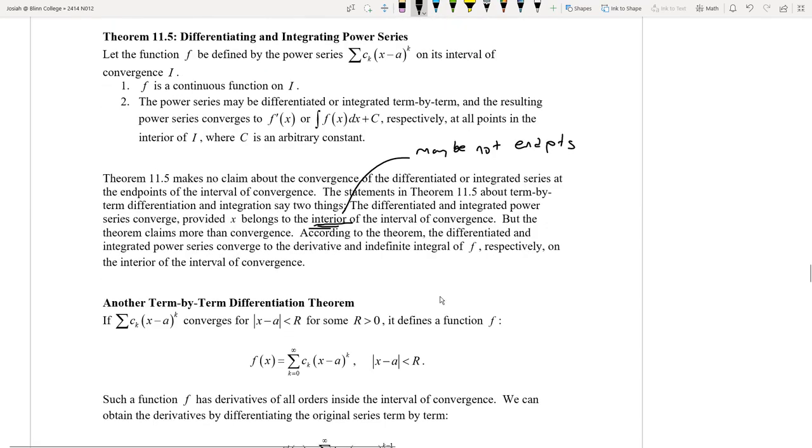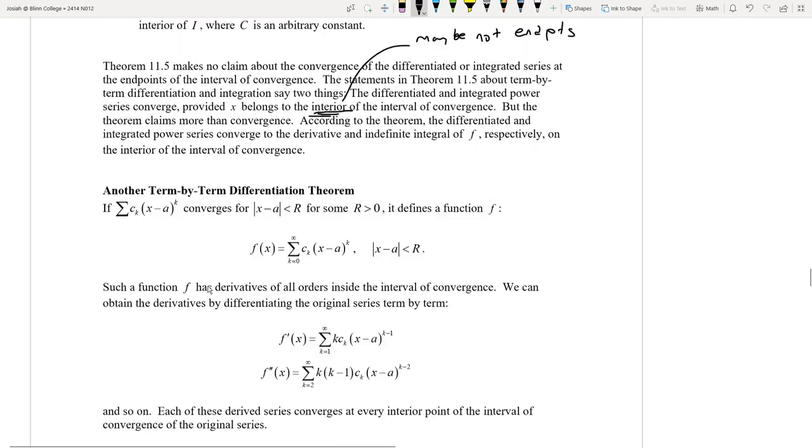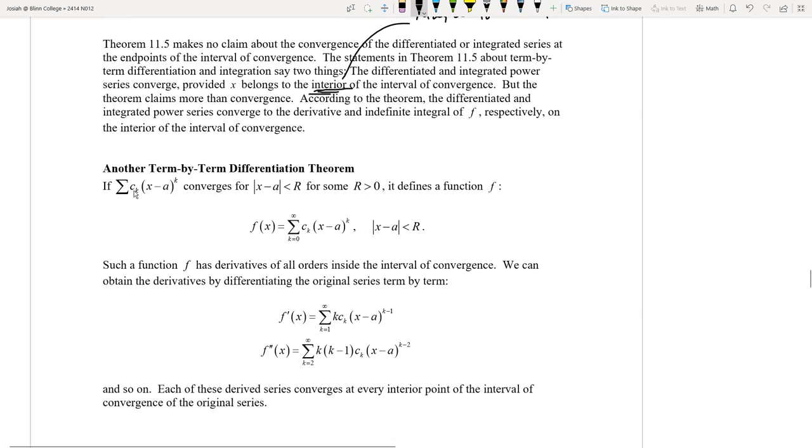So let's look at how that differentiation might work. If we have our coefficient times x minus a to the k, and we know that it converges on some radius, then it converges to a function on that radius. Anywhere inside the interval of convergence, we have a function. It has derivatives of all orders inside that interval of convergence, so we can take derivatives forever. We can obtain the derivatives by differentiating the original series term by term.